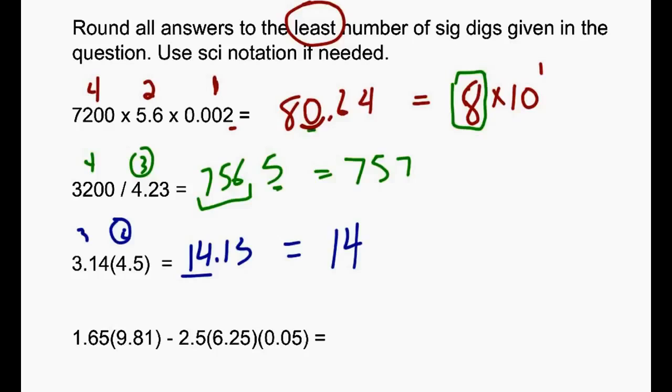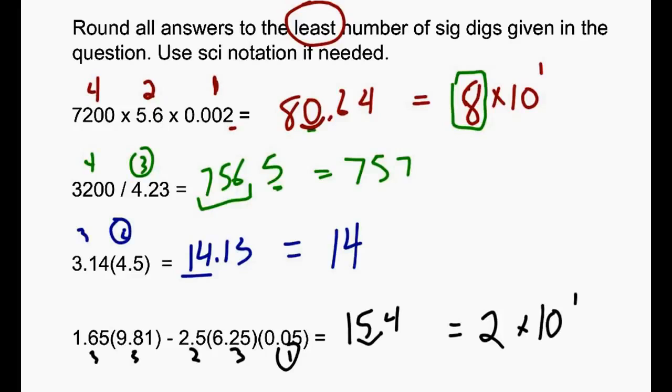And one more, 1.65 times 9.81. Let's hit that answer first, then we're going to subtract 2.5 times 6.25 times 0.05. So for this last one we get 15.4. And how many digits do we need to round to? We got 3 there, 2, 3, and just 1. So this is kind of like our first one. Our least number is 1, so we're going to round it to just 1. We'd have the 1 for the 15, but because it's 15 it gets rounded up to 2. So you'd round it to 2, and then we have to move the decimal over 1 spot. That means we have to change it back to scientific notation once again.